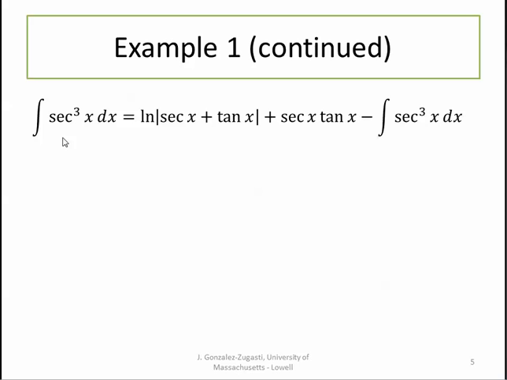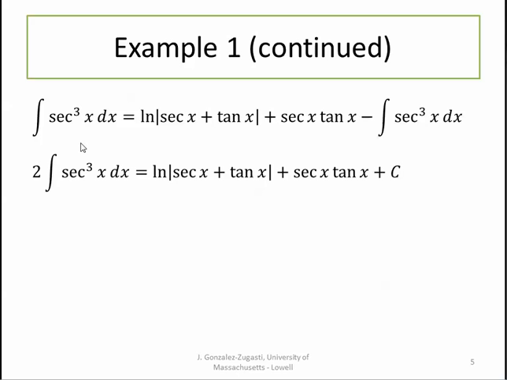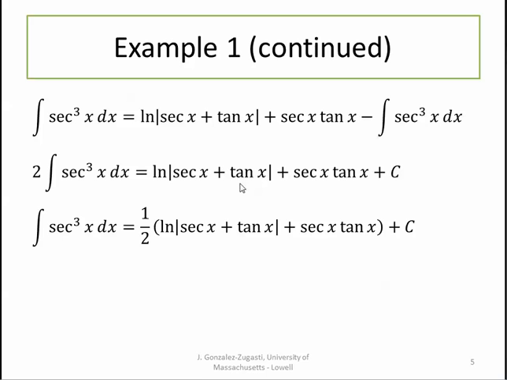So just like we did in the previous video, notice that this term and this term are the same. So I'm going to bring them over to the same side of the equation to get this equation. And now I'll just divide by 2 to get that the integral of secant cubed of x is equal to 1/2 the natural log of secant x plus tangent x plus 1/2 secant x tangent x plus our constant of integration.